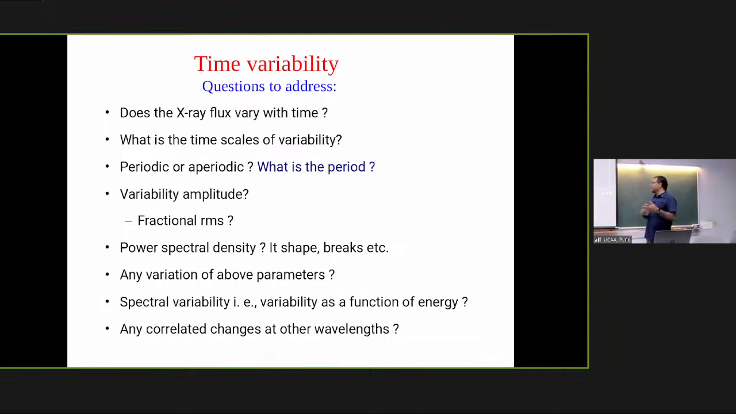And there may be correlations at other wavelengths. Many of the sources emit over many different bands, for example optical, ultraviolet, X-rays, gamma rays. How is the source changing at different wavelengths, and how are these changes related? What is the kind of correlation? If the X-ray is going up, is the UV also going up or going down? So this kind of information becomes important.